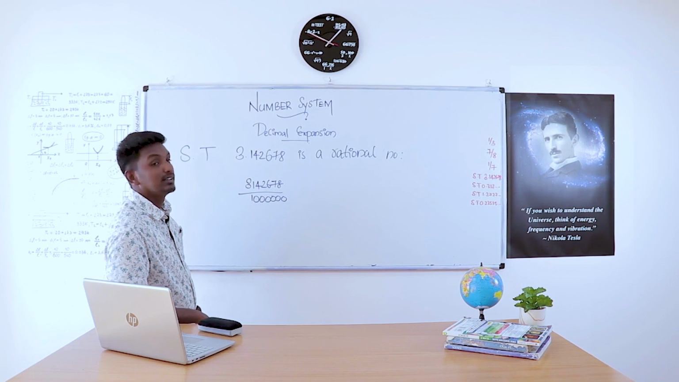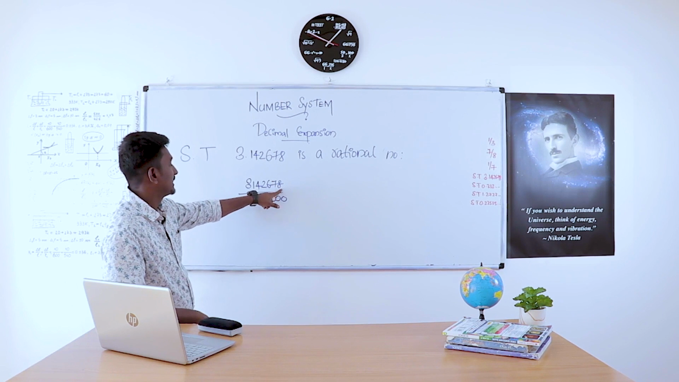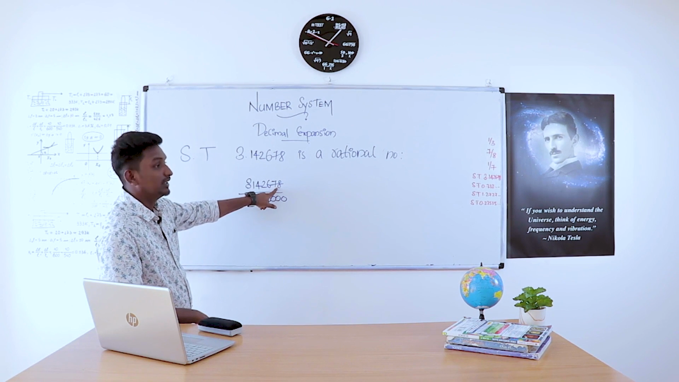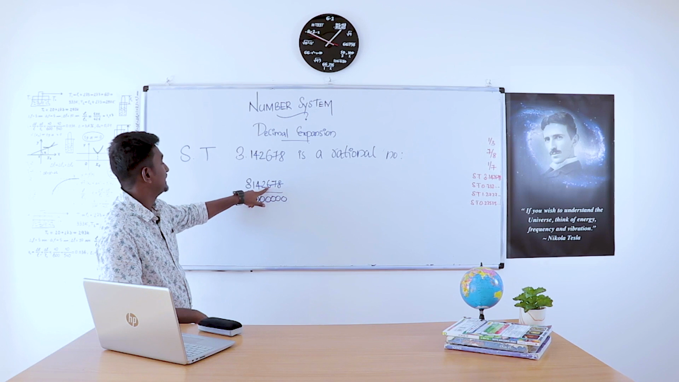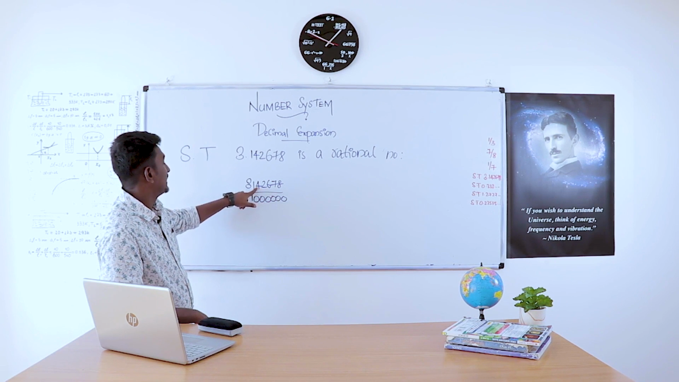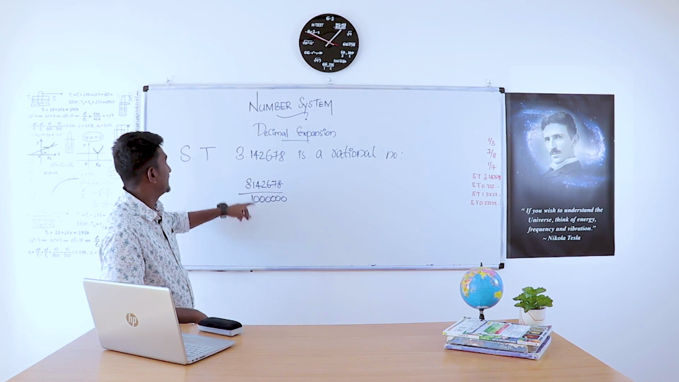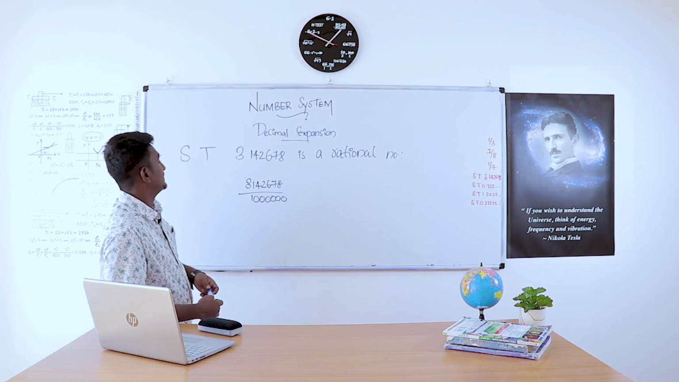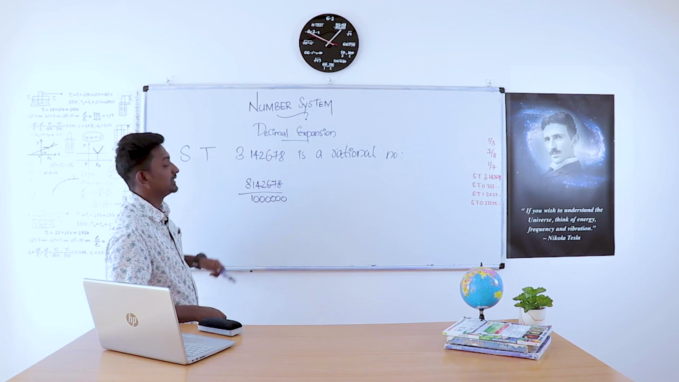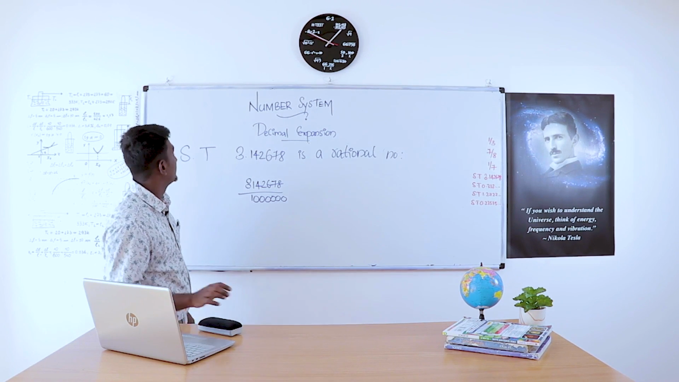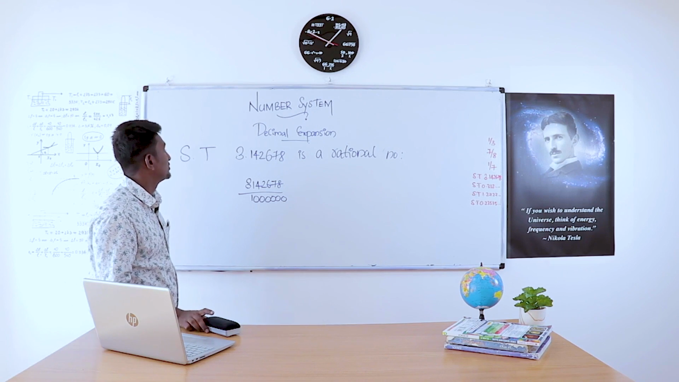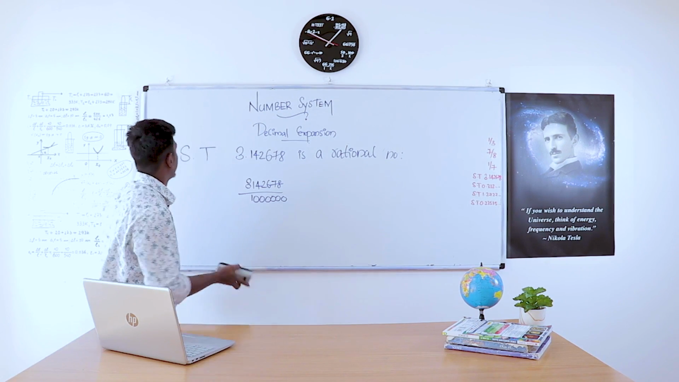You know that for dividing by 10, just put a dot from the right to left after one place. For dividing by 100, put a dot from the right side after two places. For 1000 it is 3 places, for 10,000 it is 4, for 1 lakh it is 5, and for 10 lakh it is 6. Then we get 3.142678. This is the decimal form expressed in the form p by q, so we proved that 3.142678 is a rational number.